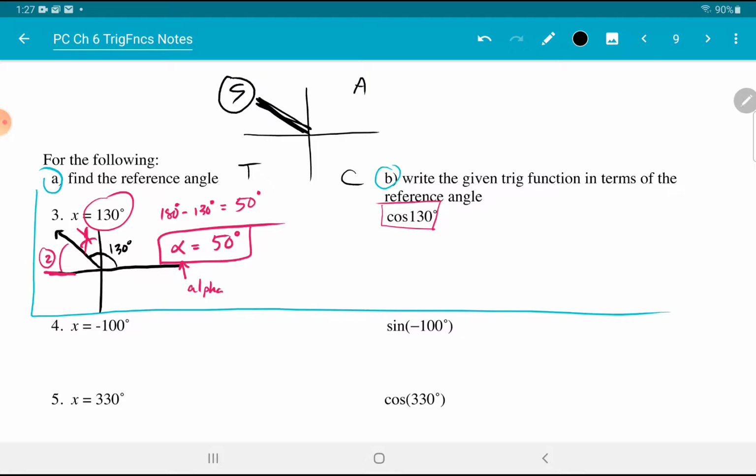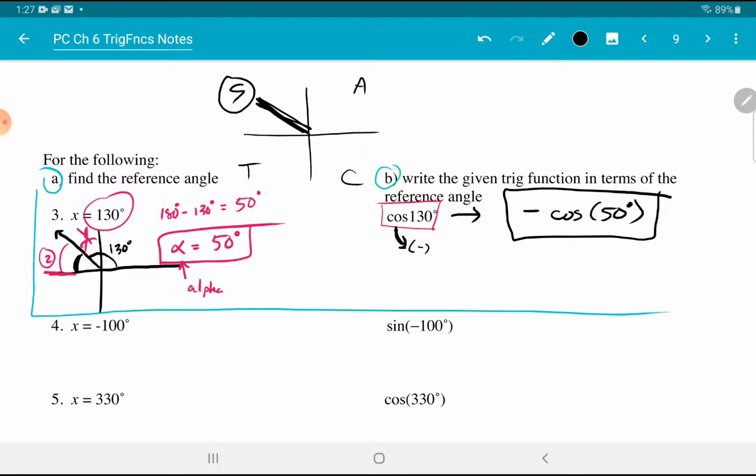Now, because we have cosine, that's telling us that we actually should have a negative value. Now, in terms of its reference angle, remember 130 degrees has the same reference angle of 50 degrees. So this is really the same as saying cosine of 50 degrees. However, because cosine in quadrant 2 gives us a negative value, you actually have the negative value of cosine of 50 degrees. And so cosine of 130 degrees is equivalent to negative cosine of 50 degrees.